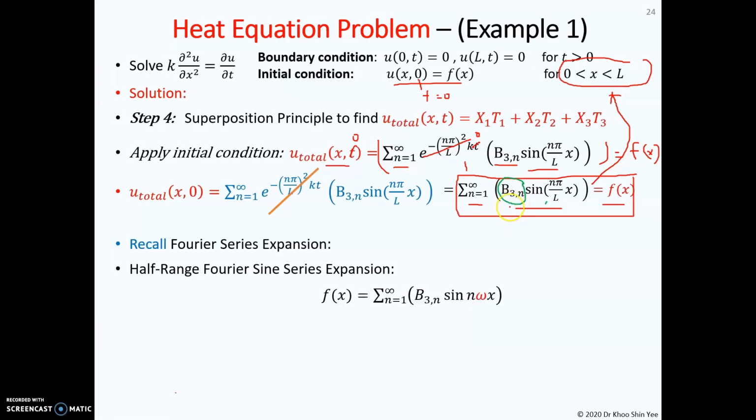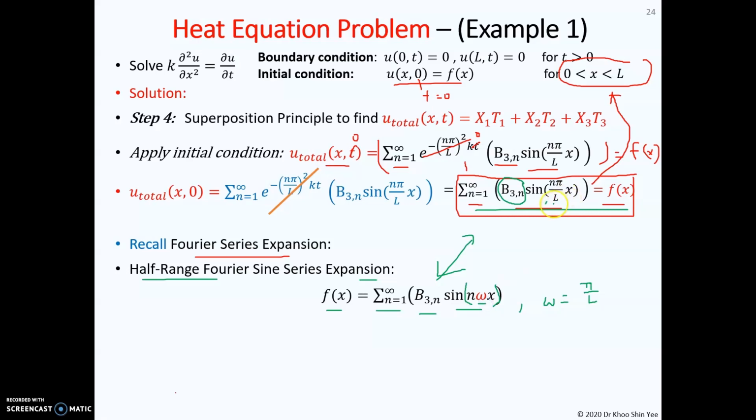In fact, you have learned how to solve this coefficient by using the Fourier series expansion technique. Let's recall the formula for the half-range Fourier sine series expansion, where you have the f(x) function in the summation from n equal to 1 to infinity, and you have a constant multiplied with the sine term in the bracket of n omega x. When you compare these two equations, you find that both of them have the same format, where omega is equal to pi over L.